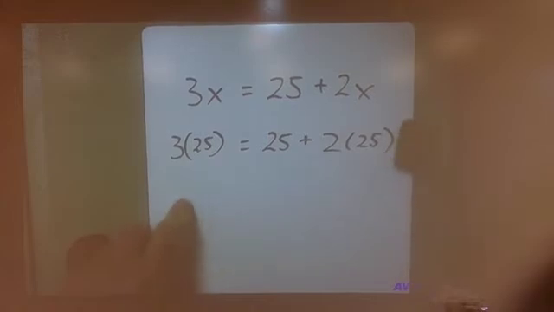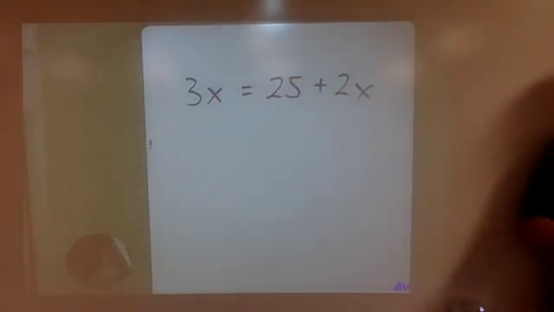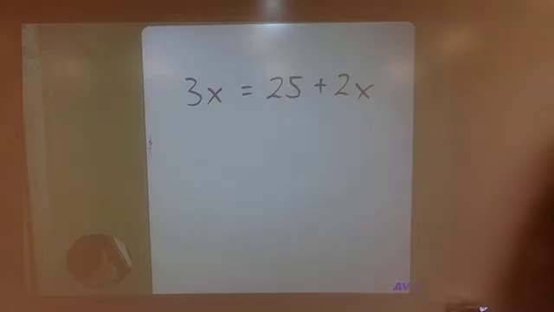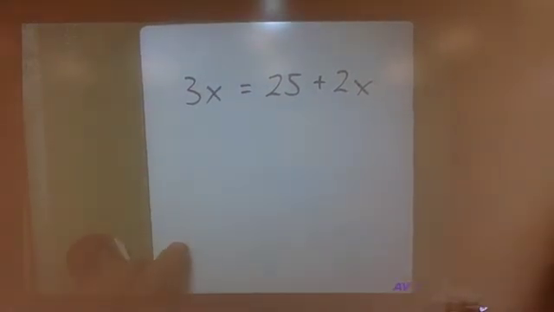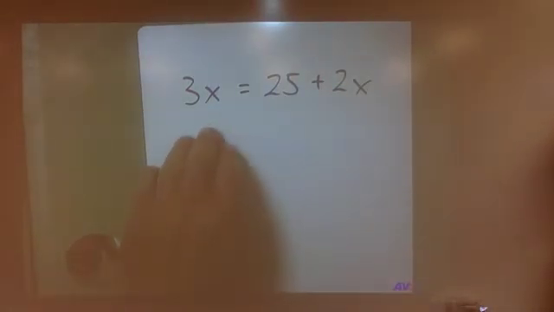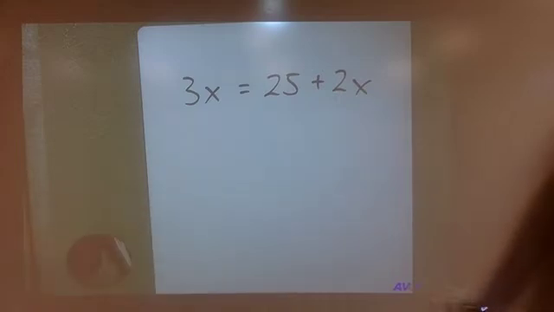So that's how you solve for x when you have an x on each side of the equal sign. Now, when I started this problem, I subtracted 2x to the other side. The reason I did that is to keep my problem positive. You don't have to do it that way.